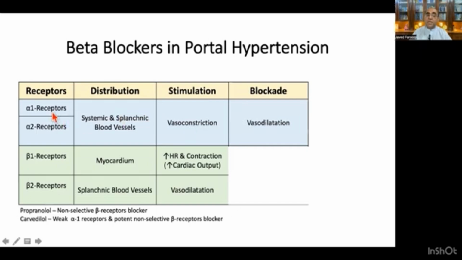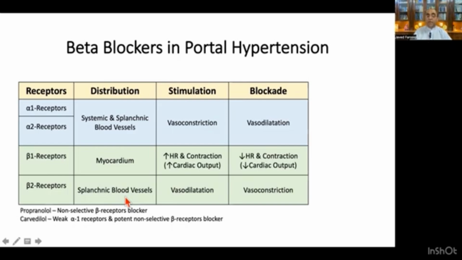When we block alpha 1 or alpha 2 receptors, it will lead to vasodilatation, because now the vasoconstriction has been masked and there will be resultant vasodilatation. By blocking the beta 1 receptors, it will lead to decrease in the cardiac output because the heart rate will be decreased as well as the contractility of the myocardium will be decreased. And by blocking the beta 2 receptors, that will lead to vasoconstriction in the splanchnic blood vessels.